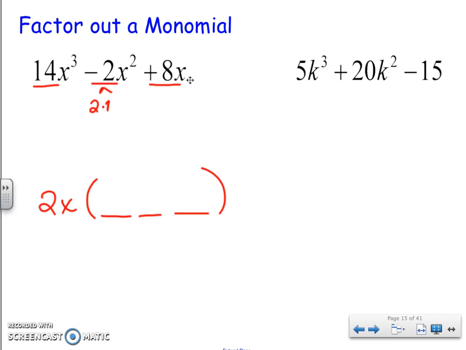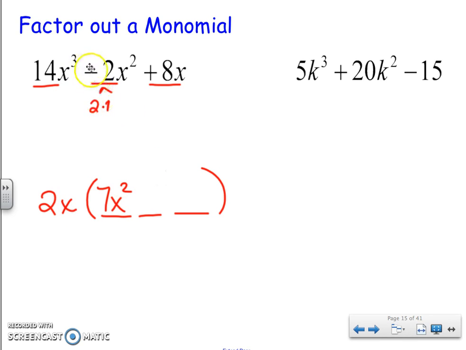And now I'm going to divide to see what was remaining in the middle. So again, divide your numbers. So do 14 divided by 2 and get 7. You're going to do negative 2 divided by 2. Oh, sorry, I skipped ahead. You're going to do x cubed and then take away 1x. So you would have x squared remaining with that 7 term.